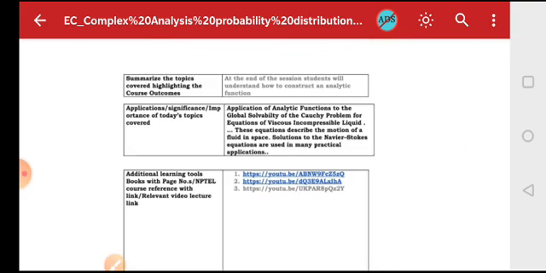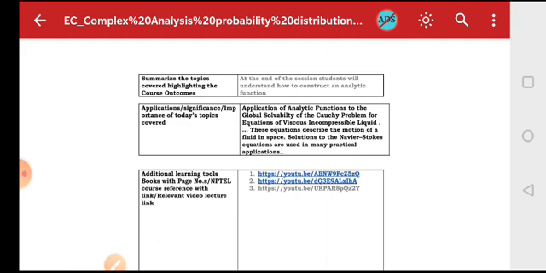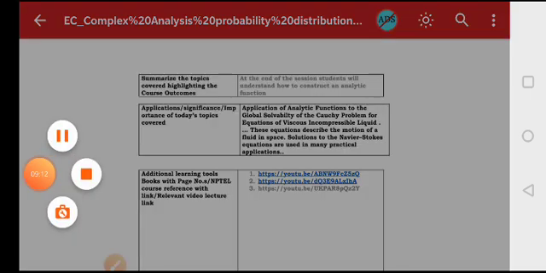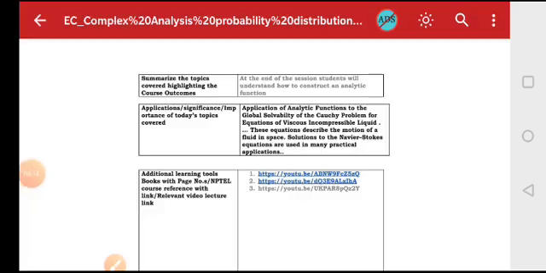With this, I conclude today's session. To summarize the topic, at the end of the topic, students will understand how to construct an analytic function. Here I have given some additional reference as a YouTube channel, so I request each and every one of you to go through this. And in the next class, we will be studying some few more examples based on how to construct an analytic function.